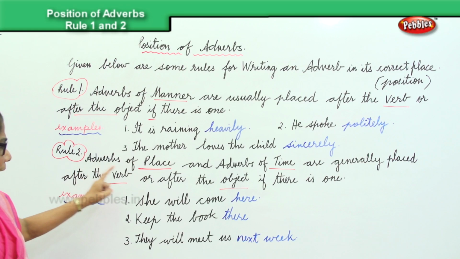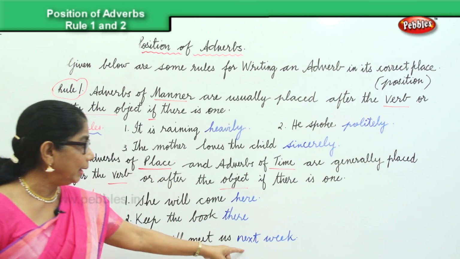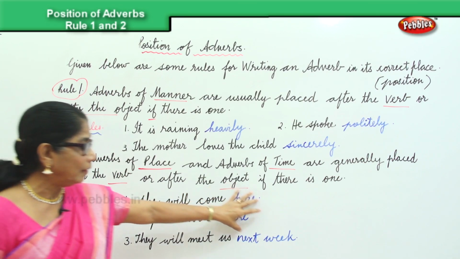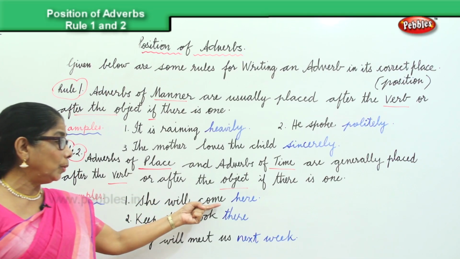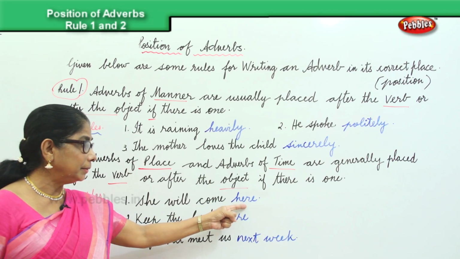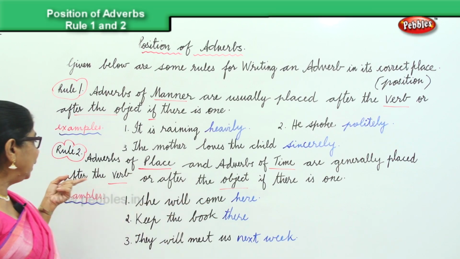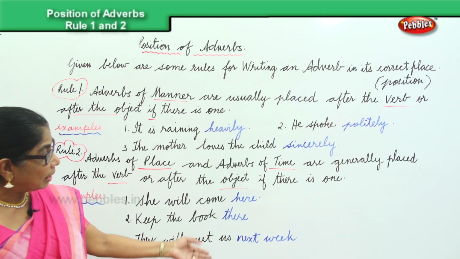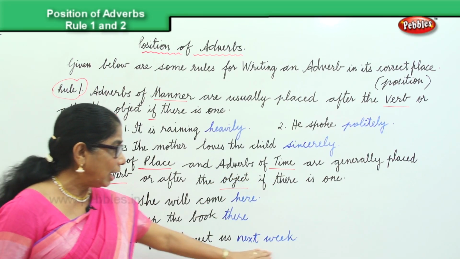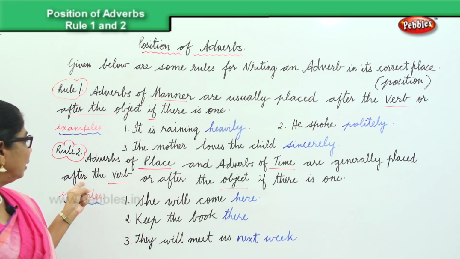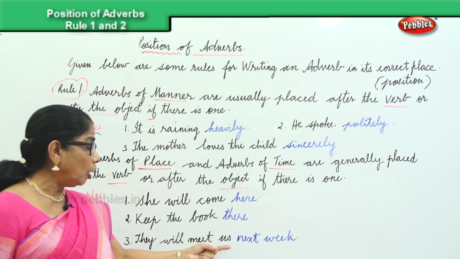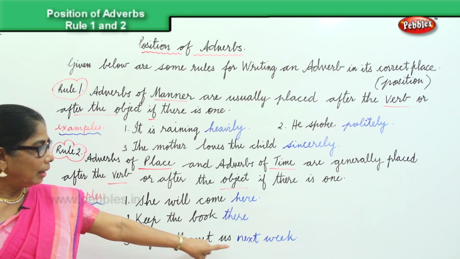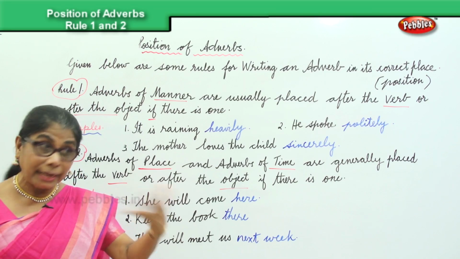Now, what are we talking about? In adverbs of place and time, they are generally placed after the verb. So we have all the 3 adverbs here. Where are they placed? They are placed after the verb. Look at the verb come, verb keep. But in the case of they will meet us next week, adverb of time, it is generally placed after the object. Here the object is us. So, they will meet us next week.